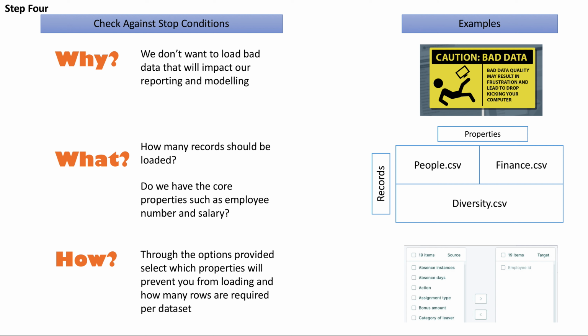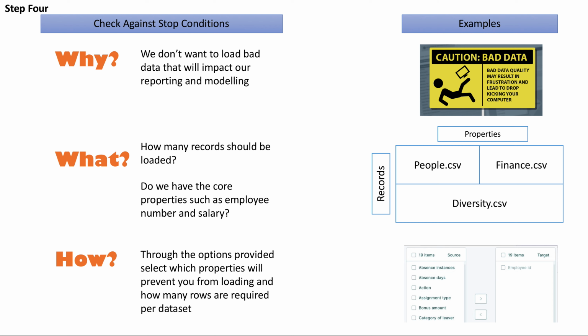Per dataset type, you can configure whether you'd like the data load to stop if a given property is missing. Think, what if I try to load data and my file doesn't have salary information in? Will my reports be up to date? Probably not. Therefore, prior to load, we check against certain properties, and if one of those are missing, that dataset type will not be loaded.